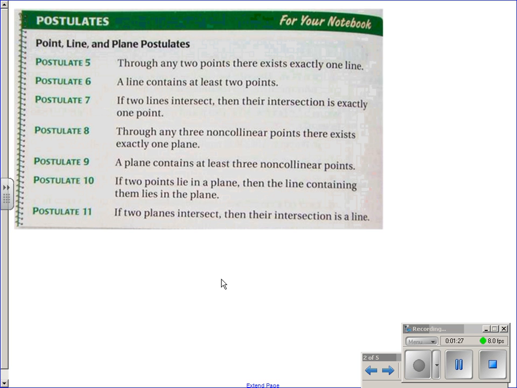Okay. So just, I guess, a couple of words about these. Like I said, most of these are things we've talked about before. It's looking like a couple of them are just kind of like the converse of each other. Through any 2 points, there exists exactly one line. Well, postulate 6 is a line contains at least 2 points. Very similar to each other, but we're just kind of going in different directions, the idea of a converse.